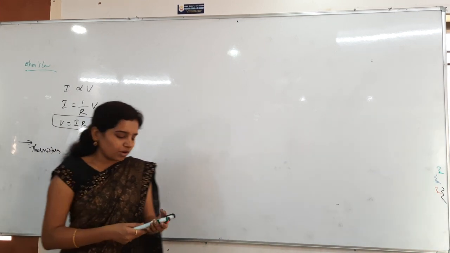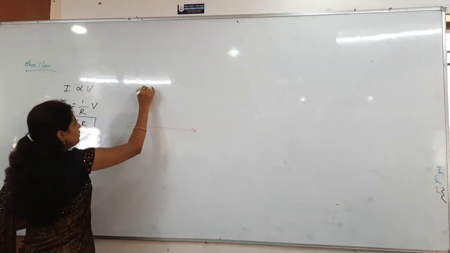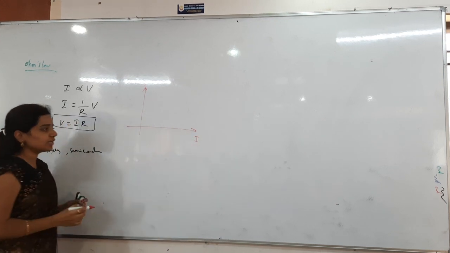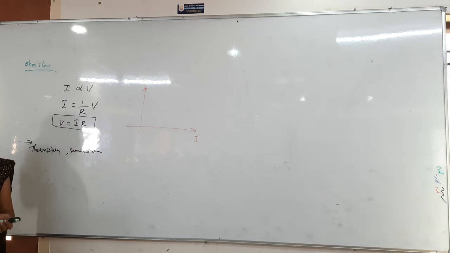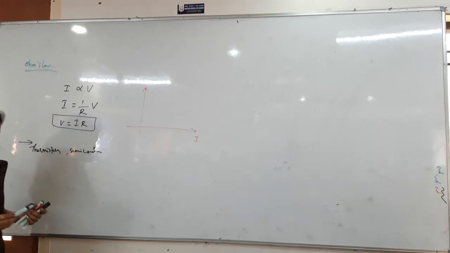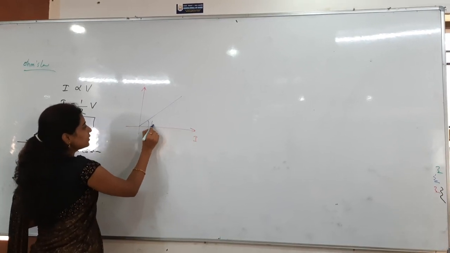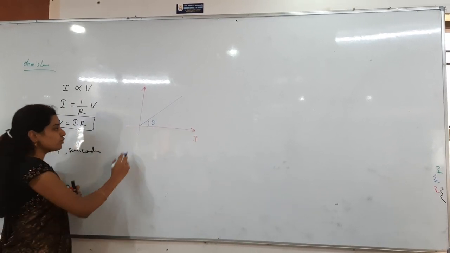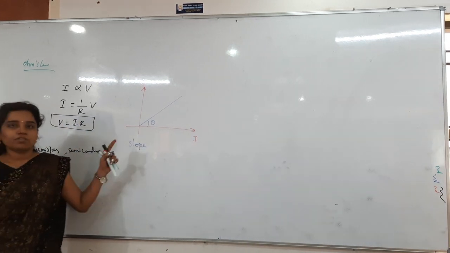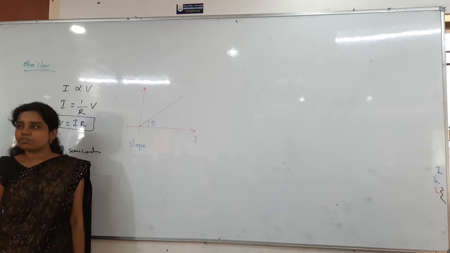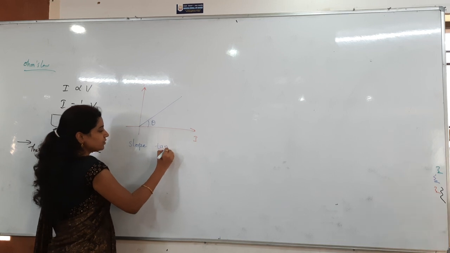VI graph. So whenever I draw the voltage and current graph, what will we get here? V is directly proportional to I, right? V is directly proportional to I means you will get a straight line, like this. Now here the angle, let us consider it as theta. Now what does this slope give you? Slope is V by I, right? What is V by I? Resistance, correct? So here tan theta is equal to.